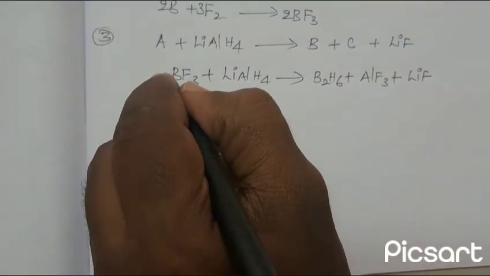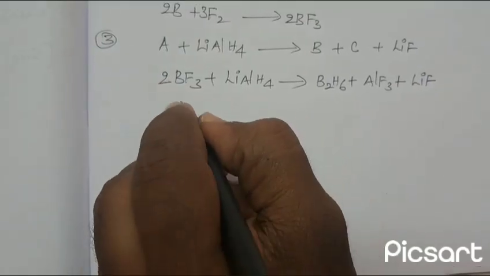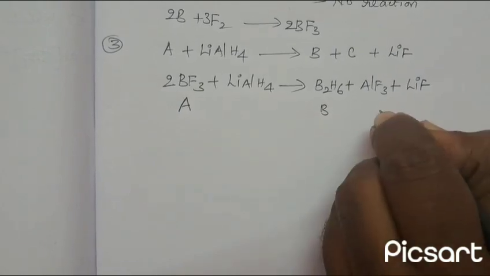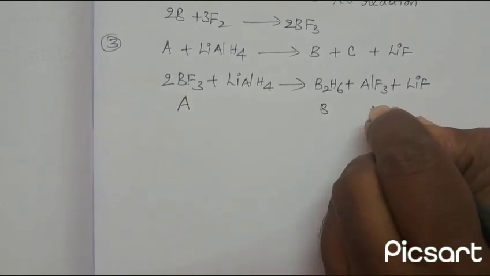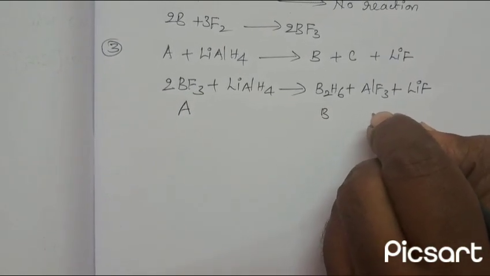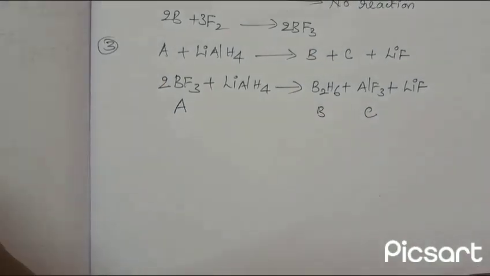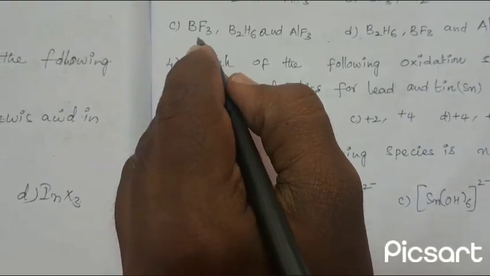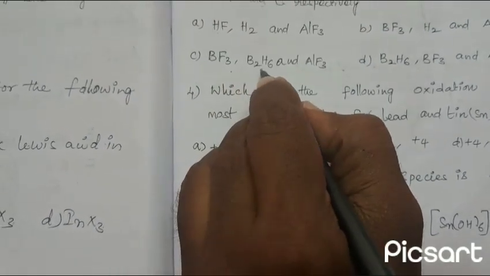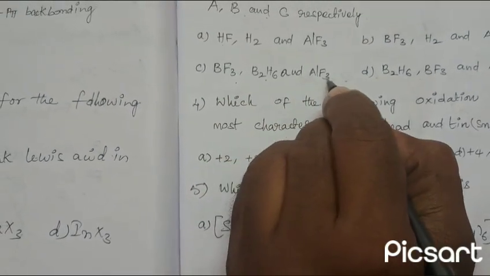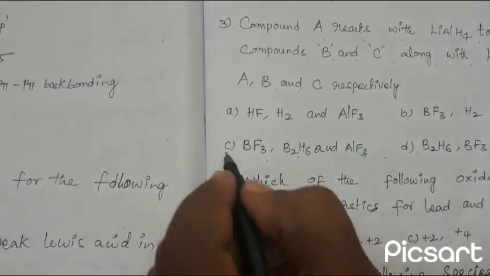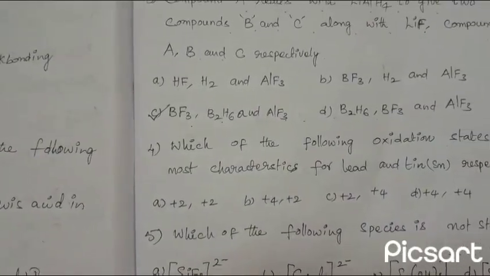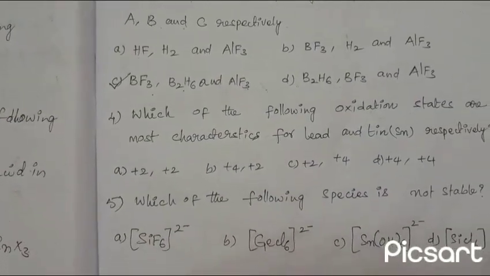So here A is the BF3, B is the diborane, and C is the aluminum trifluoride. So you can observe that in option C, A is the BF3, B is diborane, and C is the aluminum trifluoride. So option C is the correct answer.